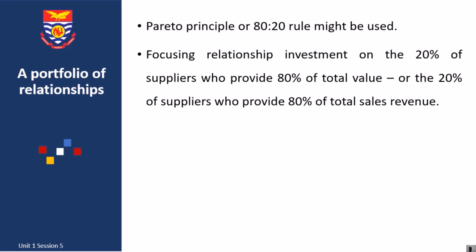In essence, the critical few suppliers who provide you with high value items have to be prioritized in terms of relationship management over the trivial many who provide you with little impact or little value resources. Hence, the 80-20 rule proposed by Pareto.